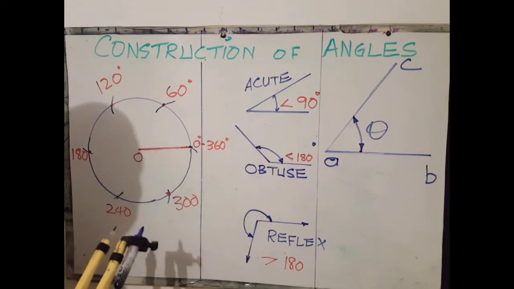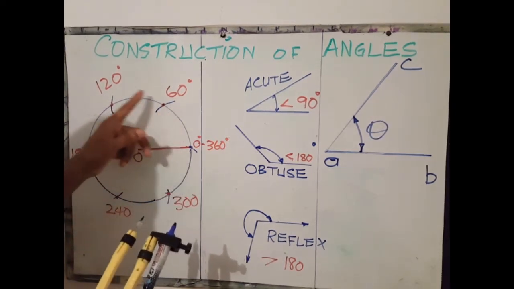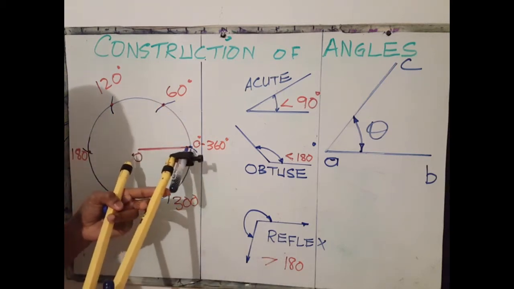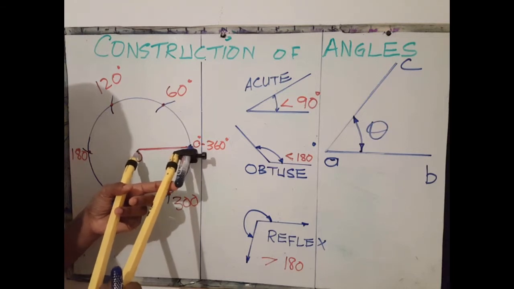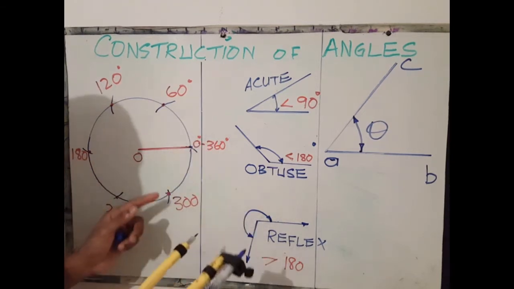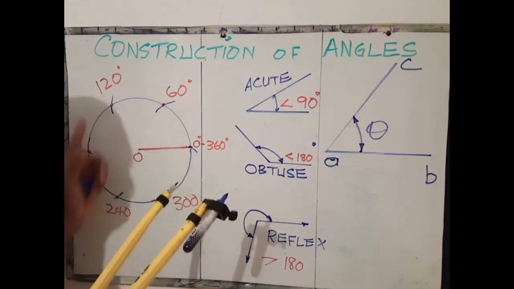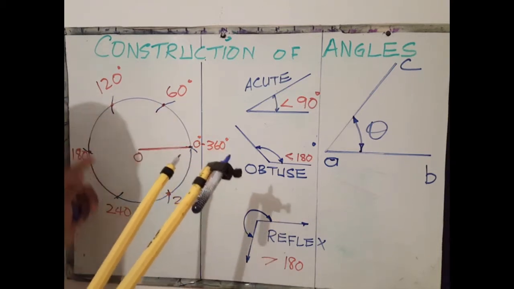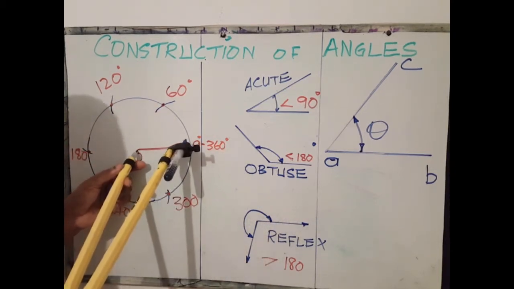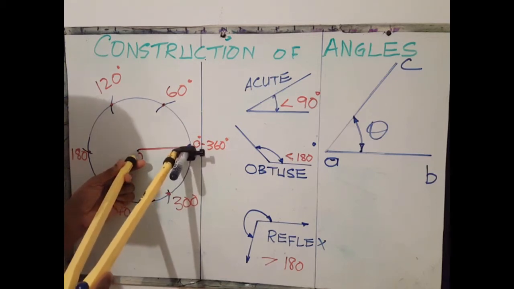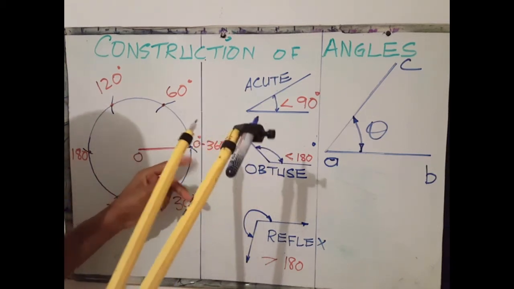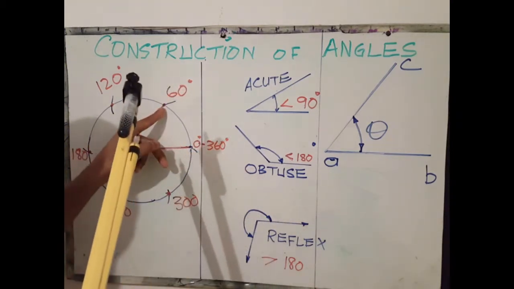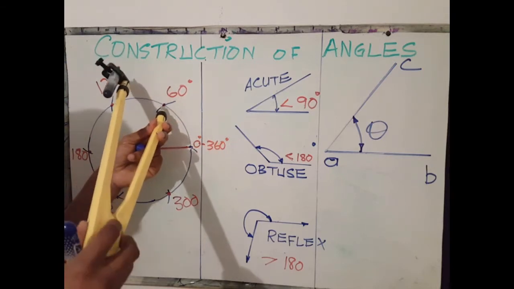By the way, to generate these increments, we will first open our compass to a suitable radius. Whatever radius that we use to draw the circle, we must use the exact same radius to mark off these increments. So let us go here. This is our radius. We'll start here using this point as center. We will go 60. This point becomes our center. Be careful not to change the radius.